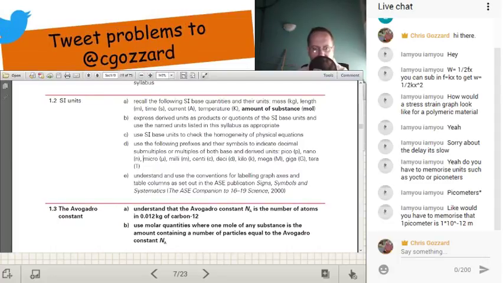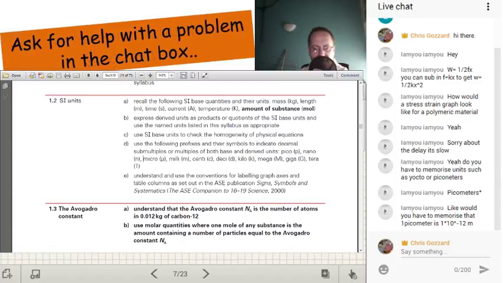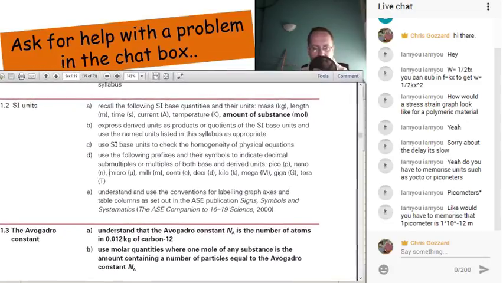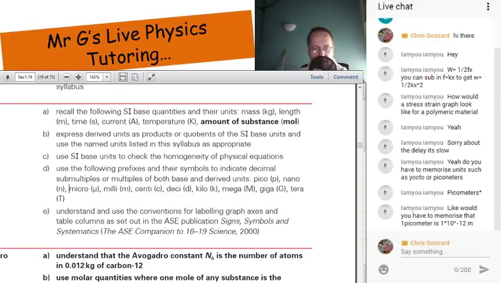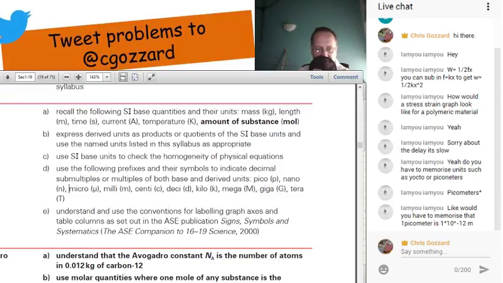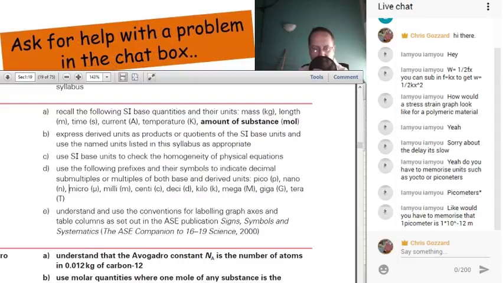So here, use the following prefixes and their symbols to indicate the decimal sub-multiples and multiples of both base and derived units. Pico, nano. Pico is 10 to the minus 12. Nano is 10 to the minus 9. Micro, which has this unusual symbol mu, is 10 to the minus 6. Milli, minus 3. Centi, minus 2. Deci, minus 1.